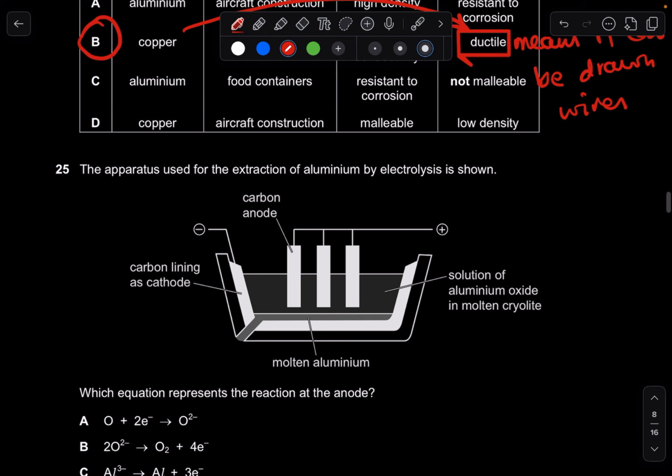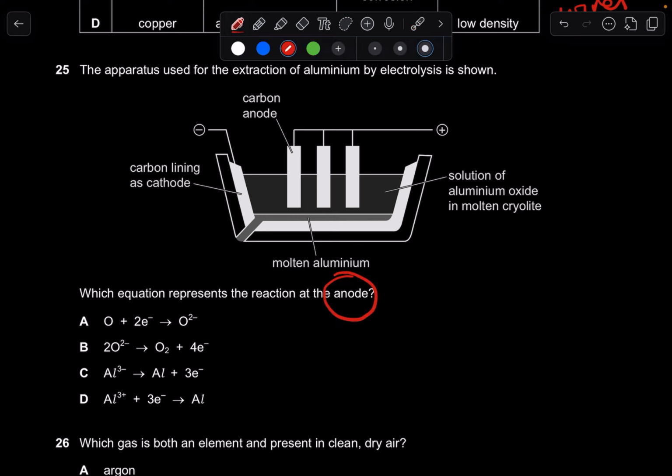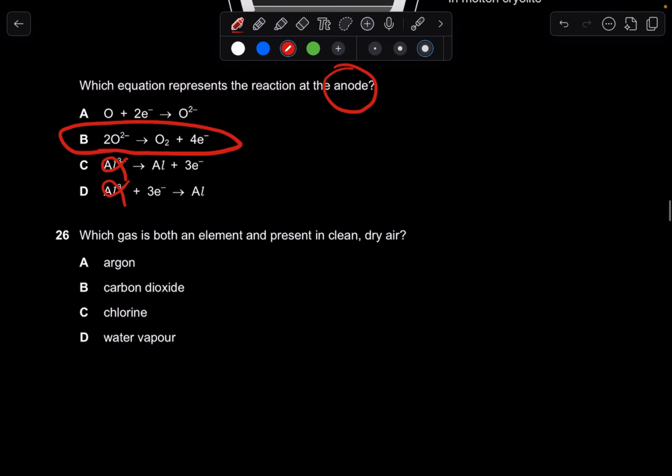Okay, next is that you have an apparatus that is used for the extraction of aluminum by electrolysis. Which equation represents the reaction at the anode? I believe that should be a child's play for you guys. At the anode, what kind of ions are you going to have? Not aluminum. You're going to have an oxide ion that's going to basically lose the electrons and turn into oxygen. That's what's happening.